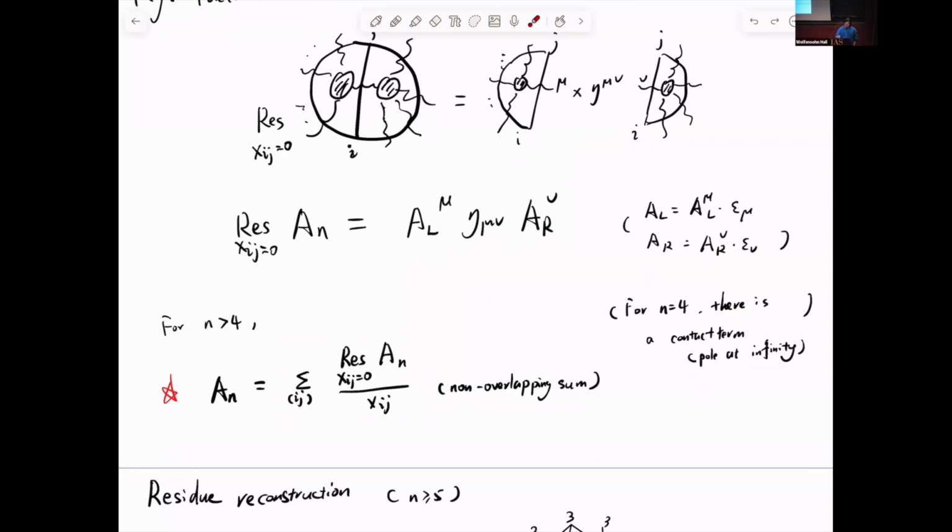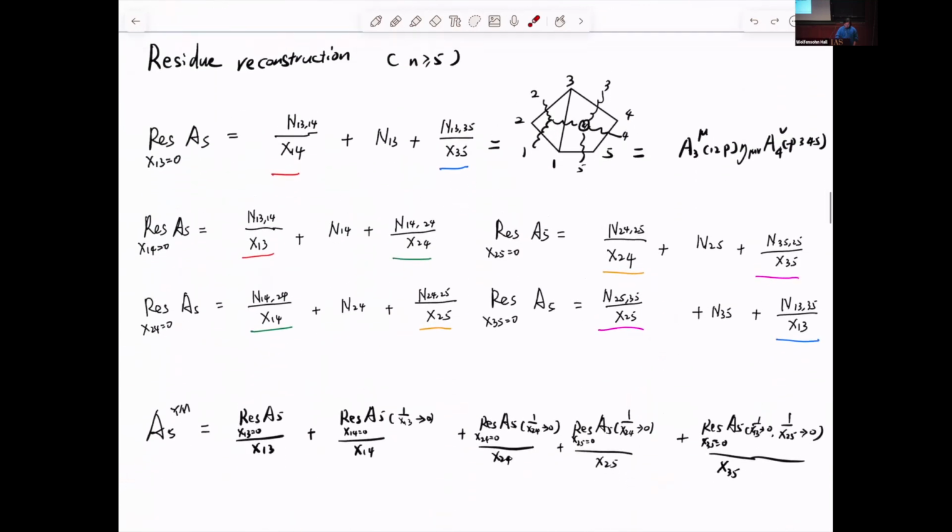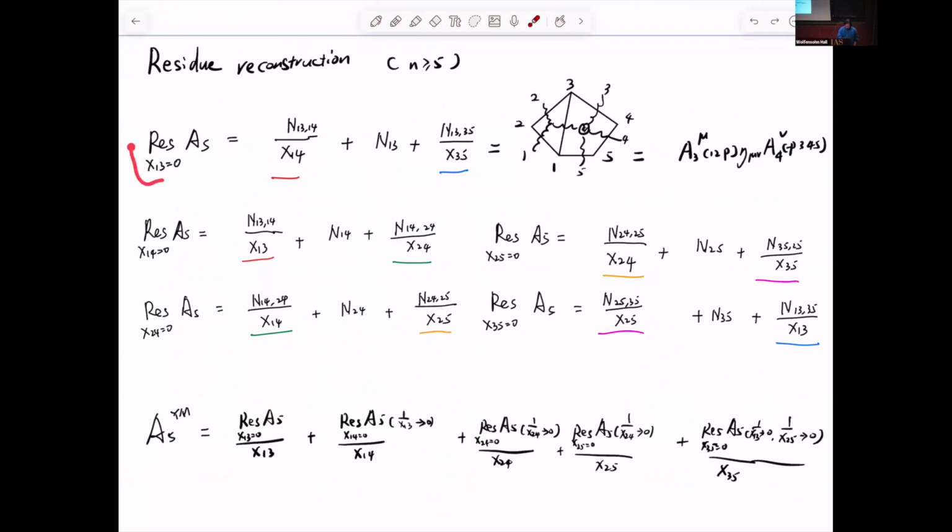So we start at 5 points. Here is the 5-point example. Once we calculate the residue on x13 equals zero, we find the 5-point amplitude factorizes: the left-hand side is the 3-point amplitude and the right-hand side is the 4-point amplitude. They are glued together by the matrix eta mu nu. Because our input is the 3-point and 4-point amplitudes, we can reconstruct these residues, and we can calculate other residues by a similar technique.